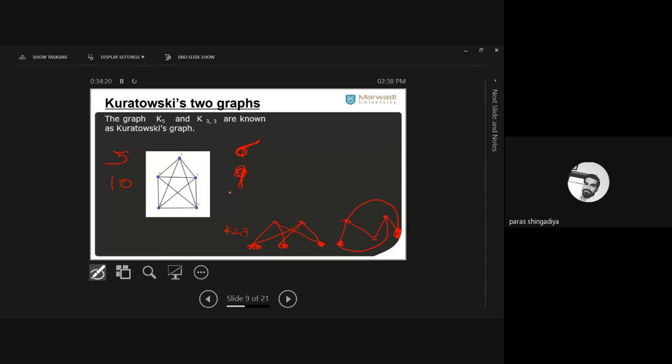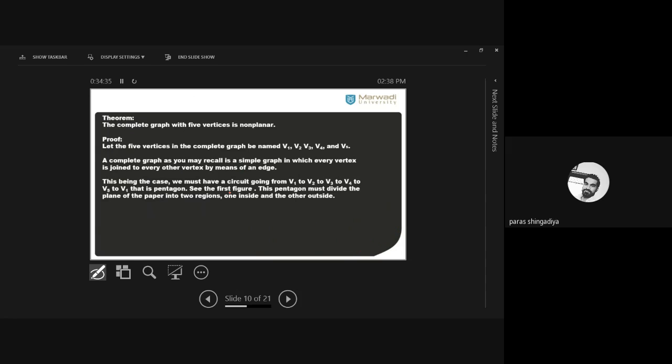5 vertex with 10 edges, ठीक है. 5 vertex with 10 edges, 5 from the boundary and 5 inside, ठीक है. इसको आपको रीडिजाइन करना है, ठीक है, रीड्रॉ करना है such that no two edges should intersect, ठीक है. So how can we create a K5, K5 कैसे बनता है, ठीक है. तो इसे आपको एक्सप्लेन करना है, ठीक है, how we can draw the K5. K5 आप कैसे ड्रॉ करोगे, ठीक है.